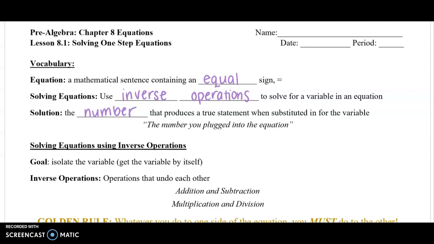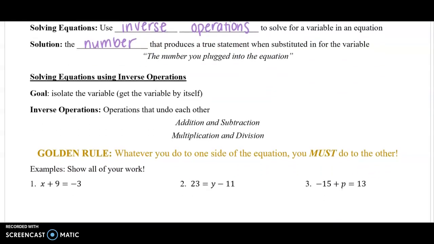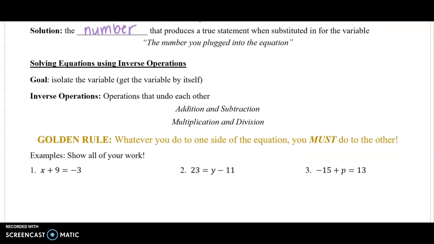So we just mentioned inverse operations, so now we're going to talk a little bit about what those actually are and what they look like and how we use them. So our goal when we're solving equations is to isolate the variable or to get the variable by itself. And we do that using the inverse operations that I mentioned above. And inverse operations are just operations that undo each other.